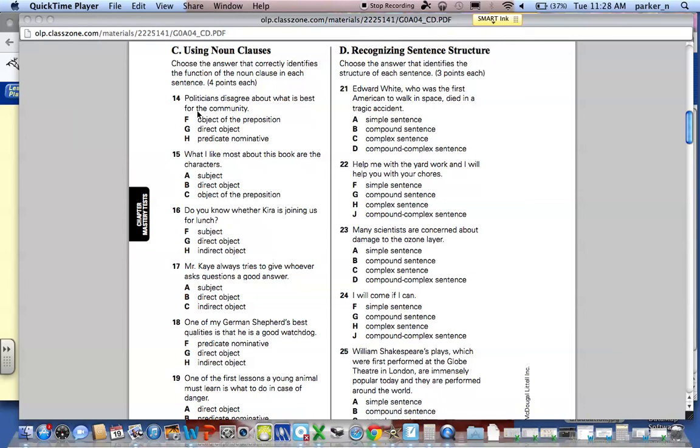Number 15, what I like most about this book. Again, look for that introductory word, what. Those are your signal words. What I like most about this book is acting as the subject of the sentence. Number 16, whether Kira is joining us for lunch. Introductory word, whether. Do you know? We're going to invert the syntax here because it's a question. We're going to put it back in our normal order, and we're going to say, you do know what? What is it that you know? That's the direct object.